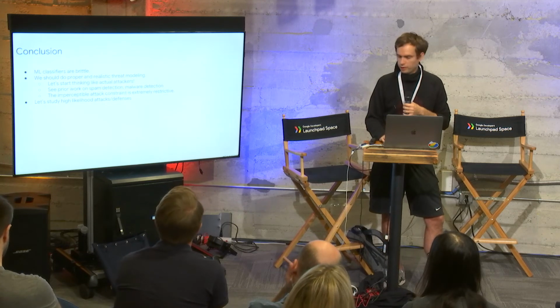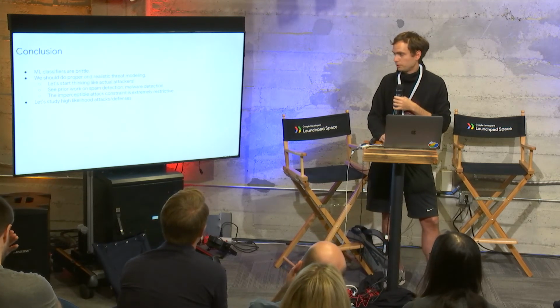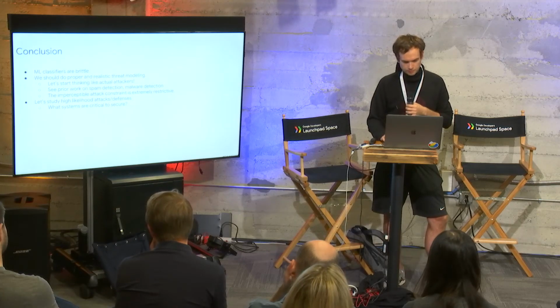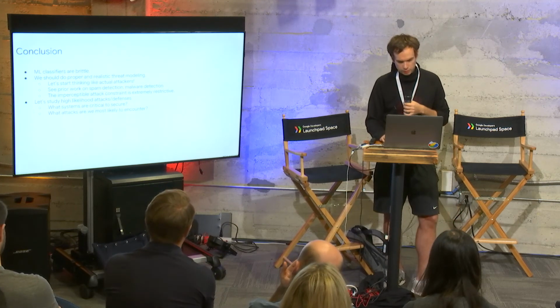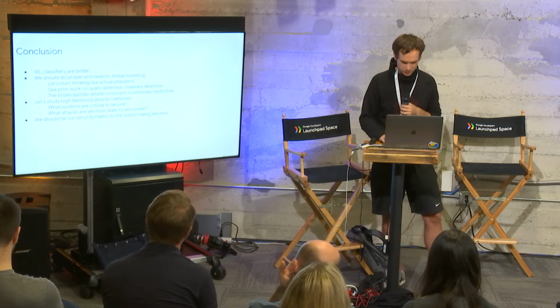And I think we should study it. Unfortunately, in the worst case, it seems like we're kind of screwed. But at least in the meantime, we can try to study high likelihood attacks and defenses. We can at least try to reduce test error, and make it harder for attackers that are just trying silly things to get past the model. So what systems are critical to secure? What attacks are most likely to consider? And again, tie the metrics to the system being secured.